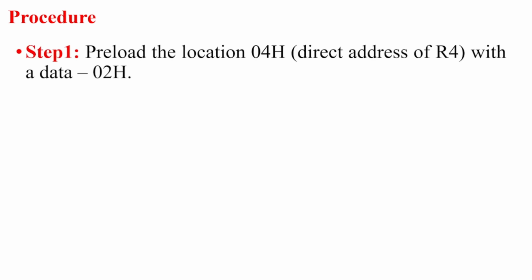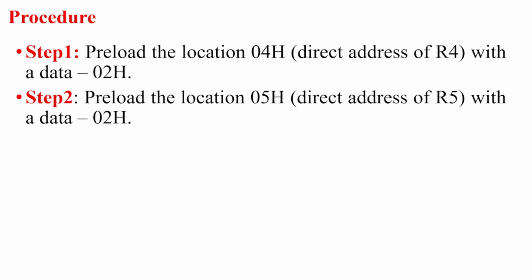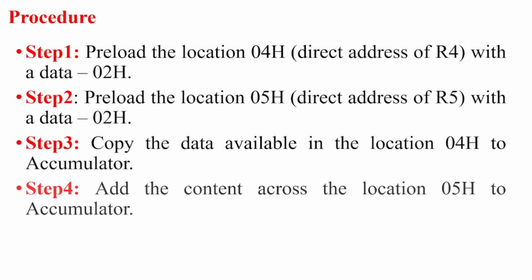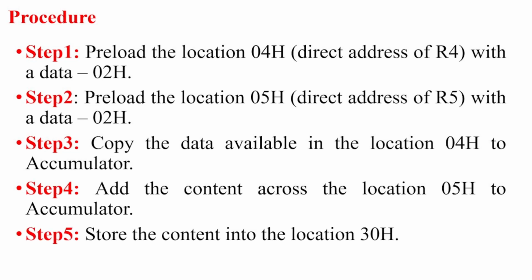Let us see the procedure. Load the location 04H, direct address of R4, with data 02H. Load the location 05H, direct address of R5, with data 02H. Copy the data available in the location 04H to the accumulator. Add the content of the memory location 05H to the accumulator. Store the content into the memory location 30H.